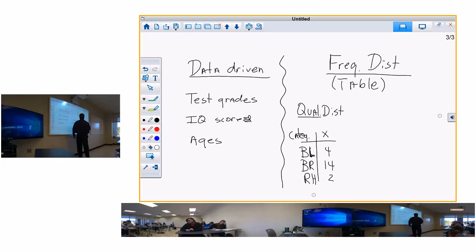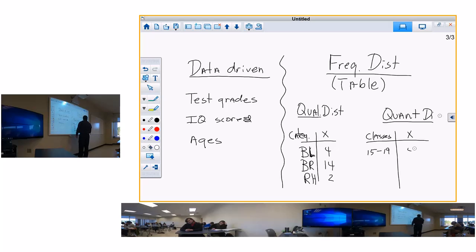Versus a quantitative distribution, which is going to be classes and head count. 15 to 19, 4. 20 to 24, 6. 25 to 29, 8. And 30 to 34, 3.